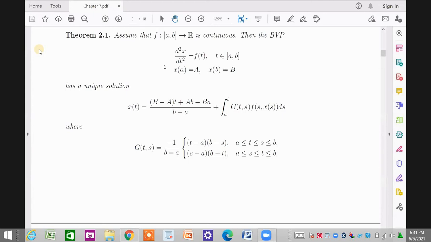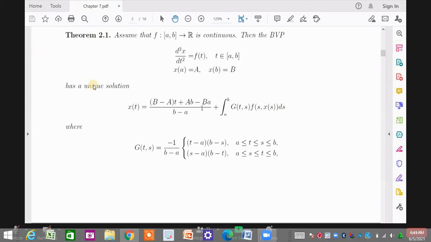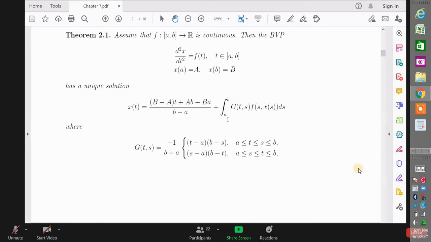Then this boundary value problem can be expressed as f of t is equal to (b minus a) into t plus (ab minus ba) over (b minus a) plus integral from a to b of g of t, s f of s. This is just f of s.